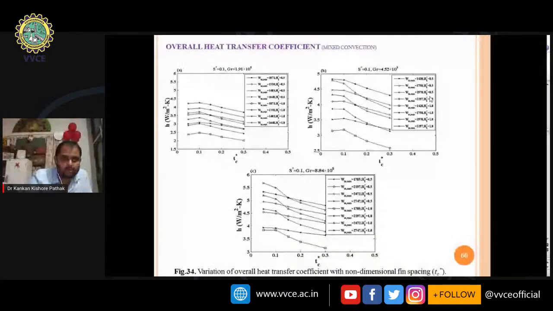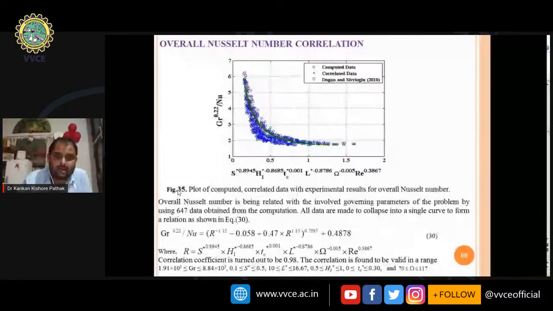Now overall heat transfer coefficient also, you can see for the variable height shows for the lower Grashof number also, if you define the types of heights we are using, the heat transfer coefficient shows that variable height actually shows a very improved result, or the dual height fin improved result. So we have correlated the data with Dogan and Sivrioglu. We have plotted the other part, the experimental data results are also plotted with this correlation. So it is reasonably good.